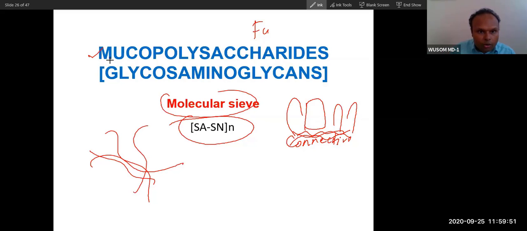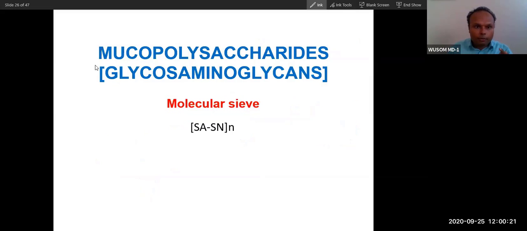Mucopolysaccharide, as the name suggests, muco. Muco means water retention. Mucus is water retention; there is some protein retaining water. That is why it is muco. It retains water and forms a mucus-like thing, and that is why it is called a molecular sieve. This is the water retention molecular machinery, so remember mucopolysaccharides are water-retaining molecular machinery in connective tissue.